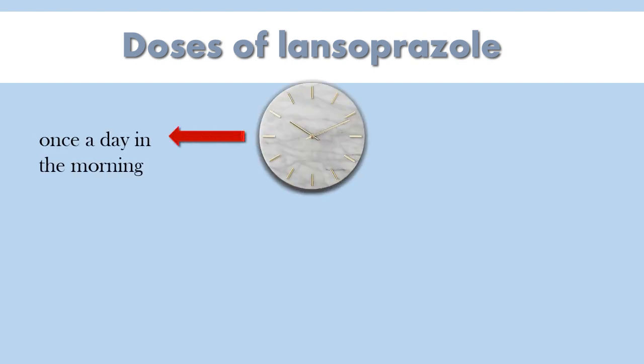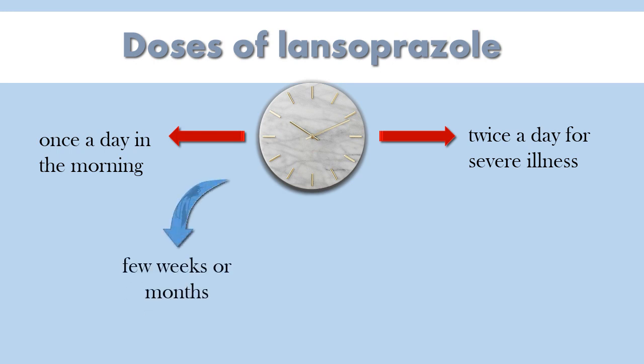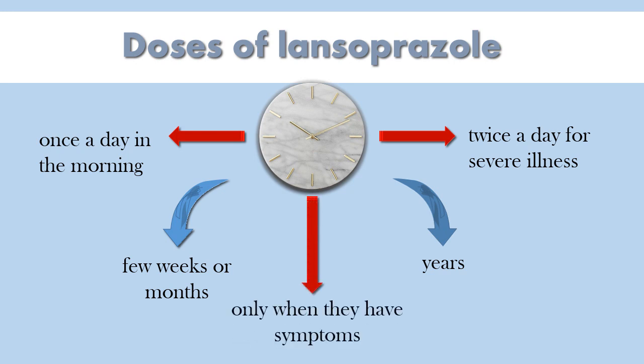Lansoprazole is mostly taken by adults and can also be taken by children when prescribed by a doctor. It is usual to take it once a day in the morning or twice a day in case of severe illness. Depending on the illness, one may only need to take it for a few weeks or months. Sometimes might need to take it for longer, even many years. Some don't need to take lansoprazole every day and take it only when they have symptoms, all according to the need and prescription.